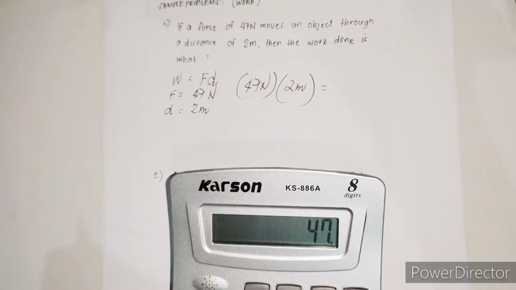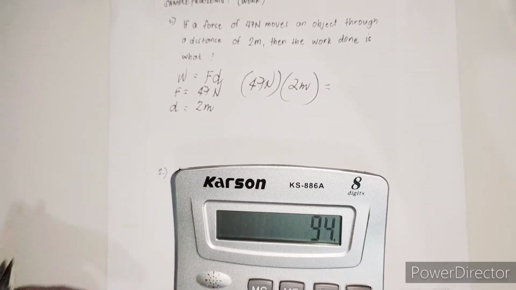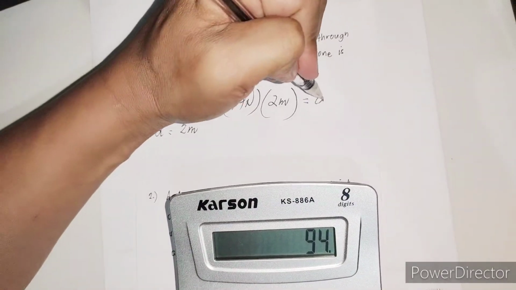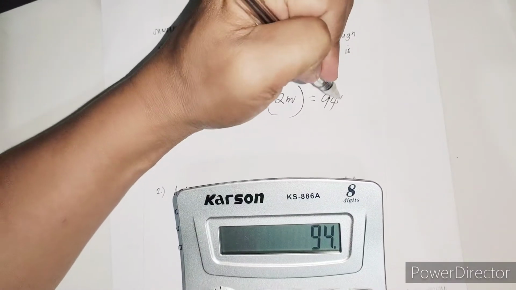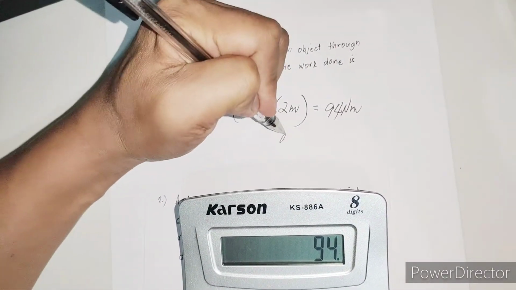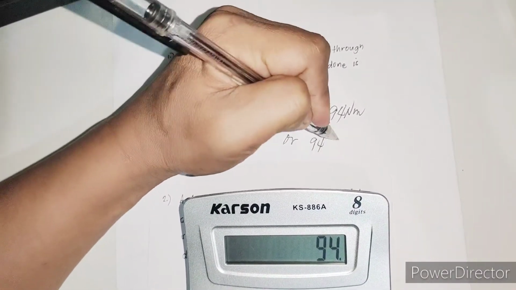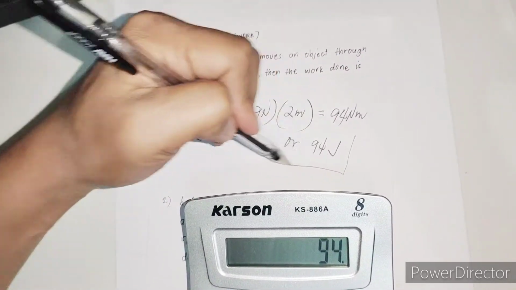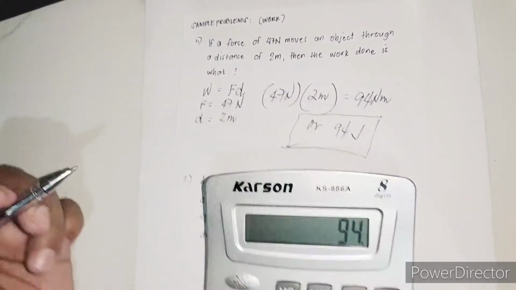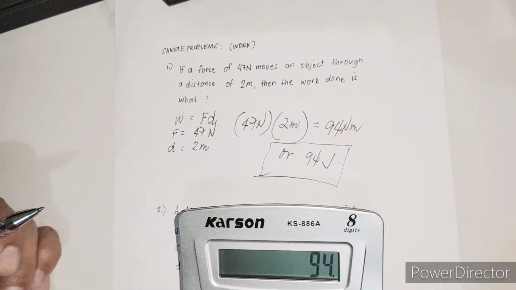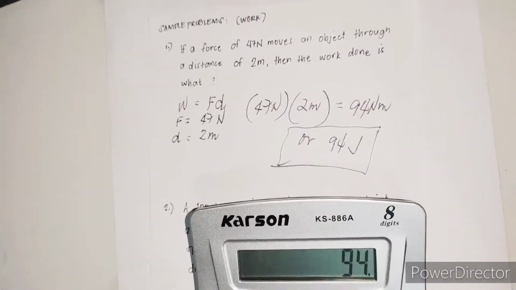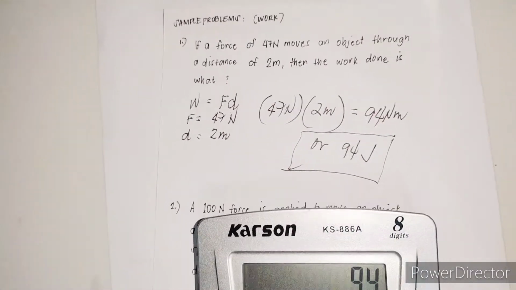So, 47 times 2 is equal to 94, okay? Newton meter or, sabi natin, 94 joules. Hindi 94 pa din lalabas dyan. So that is an example of number 1.